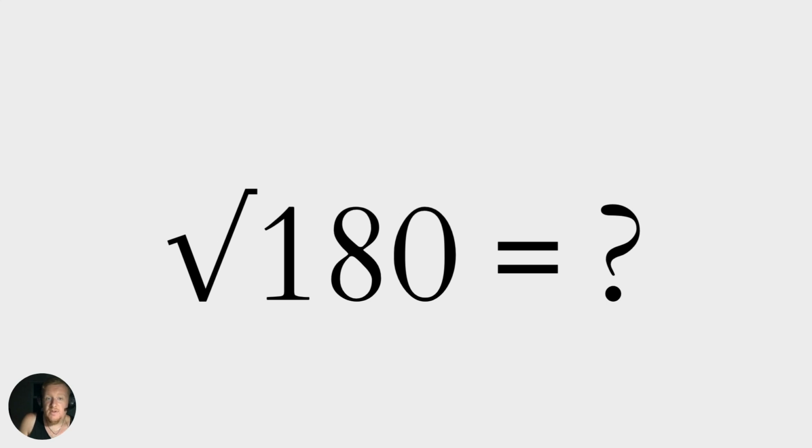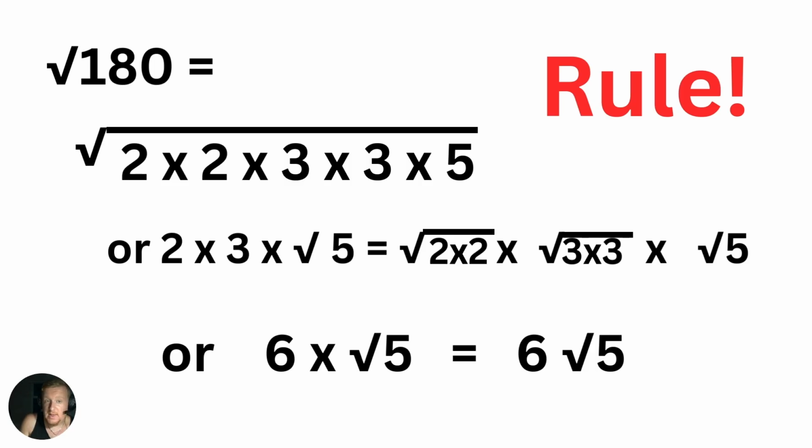What about square root of 180? Well, that's an irrational number too. So we do like this. So we know that 2 times 2 times 3 times 3 times 5 equals 180. So to do that, we just square root them by putting the root sign over the 2 times 2 times 3 times 3 times 5. Or we could write it the other way as 2 times 3 times square root of 5.